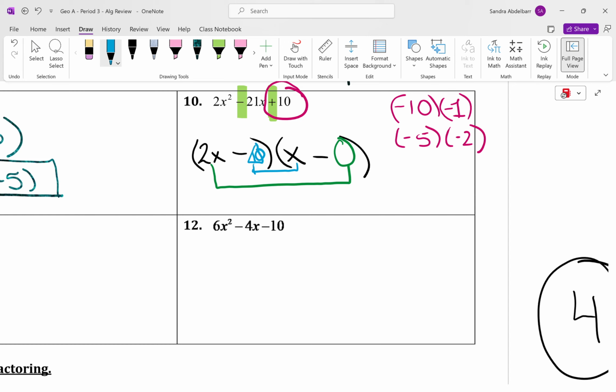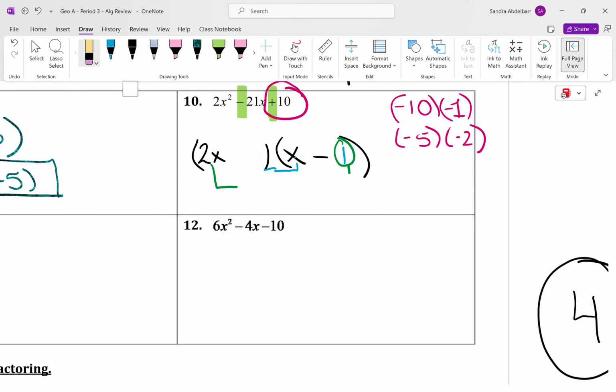All right, so then I'm going to use the 10. But let's put the 10 in the wrong spot. Let's say I put the 10 here. So if I put the 10 there, that means I'm putting the 1 here. So if I check this, it's going to be 2x times 1 is 2x. Negative 10 times x is a negative 10x. You add those. Negative 2x minus 10x, that's a negative 12x.